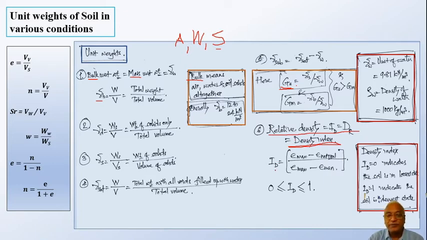Now how it is defined? ID, density index, is defined as a ratio of Emax minus E natural divided by Emax minus E minimum. Now when you take some soil, obviously it will be having some part of the soil will be having particles, and then some will be having water, etc. Like that, there will be filling of soil particles in a container. But naturally, when it exists, obviously it will be having some voids in it. So that natural voids ratio is known as E natural.